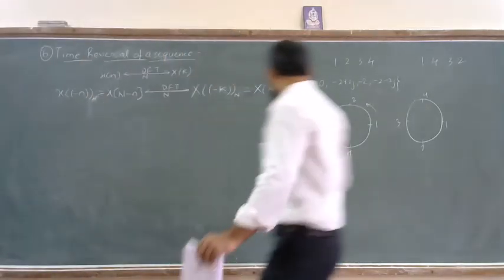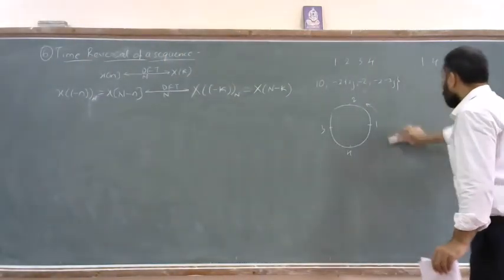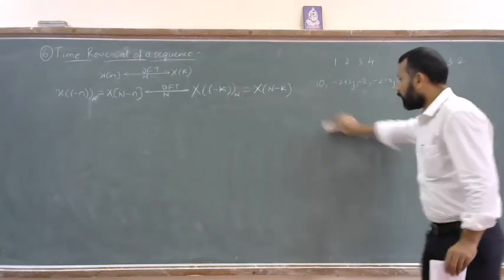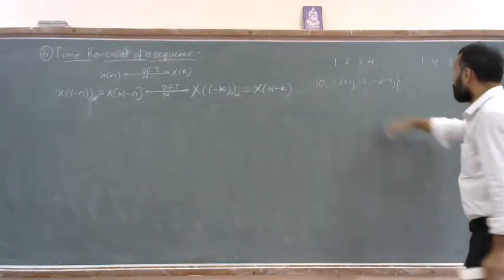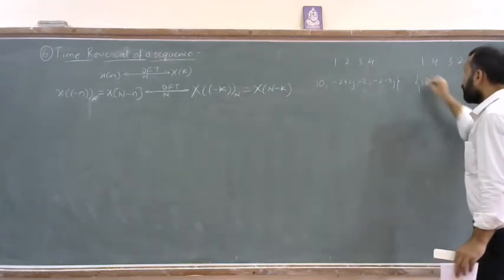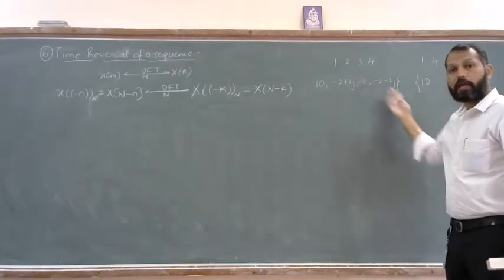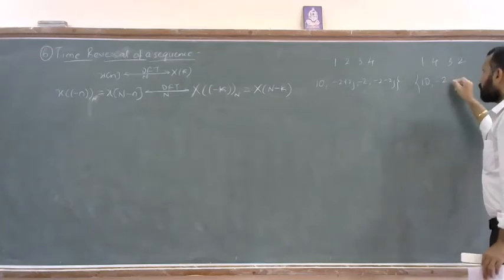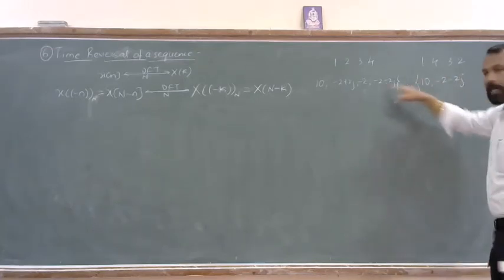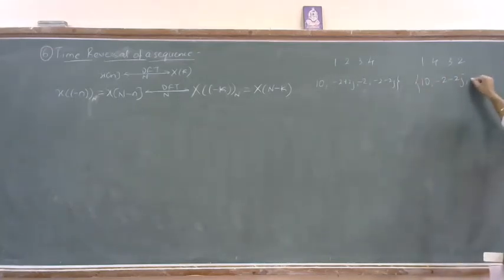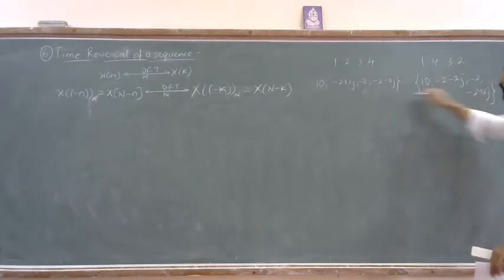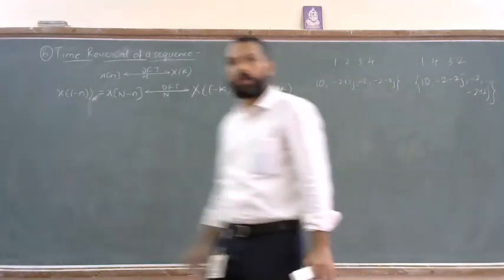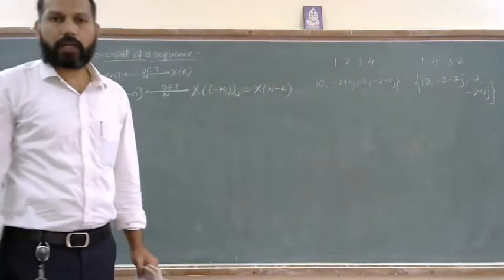Now if this is the case, what will be its DFT? Its DFT will also be circularly folded. Meaning, the first sample will be as it is, and all the other samples will be reversed. Then minus 2 minus 2j, which was last here, will be here. Minus 2 will be in the same place, and lastly minus 2 plus 2j. Now compare these two DFTs. How different are they from one another?